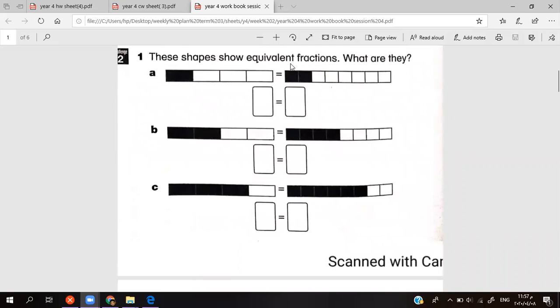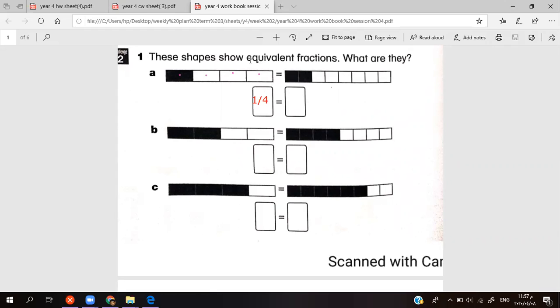These shapes show equivalent fractions. What are they? Let me see. First I'll write the fraction here and the fraction here. Okay. Let's count. How many shaded? 1. From how many? 1, 2, 3, 4. So my fraction here is 1 shaded out of how many? Out of 4. So it's 1 over 4.